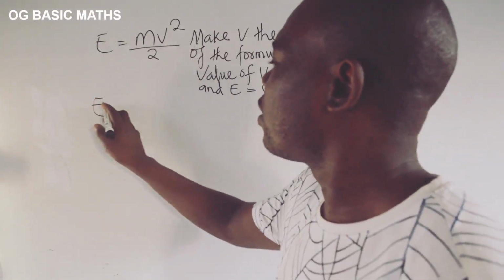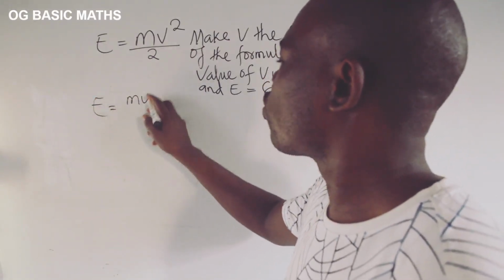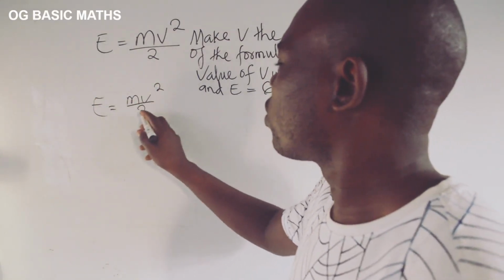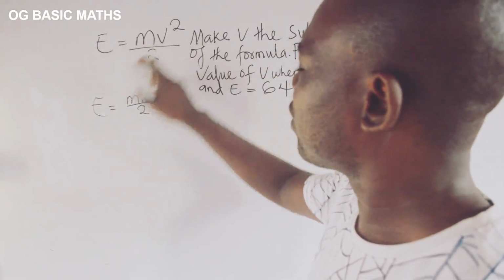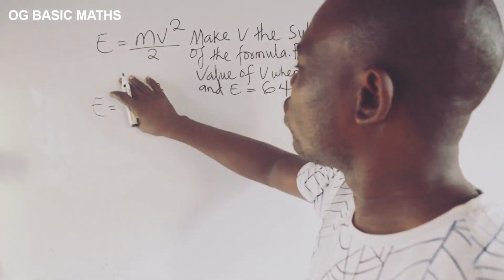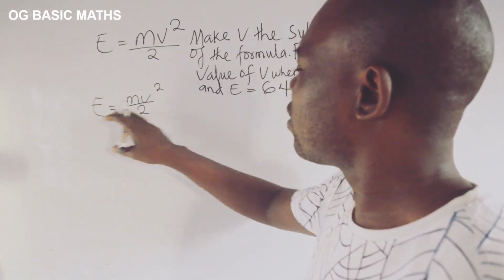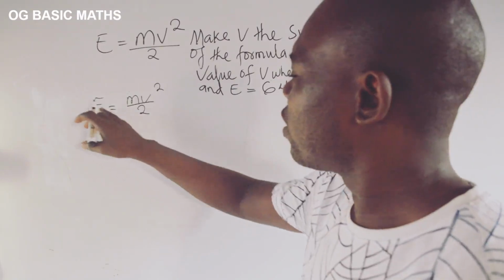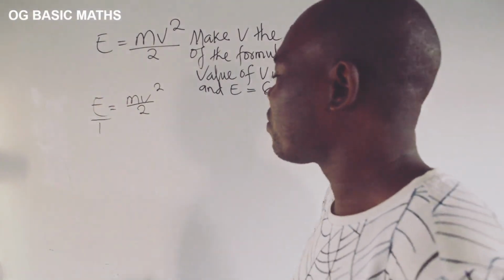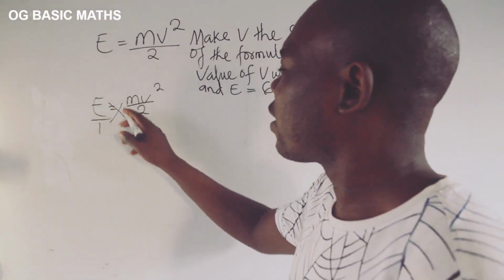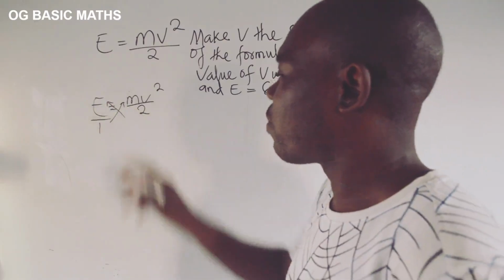E equals mv squared all over 2. We are told to express V in terms of E and M. For us to do that, we must put this in the same form. This is a fraction form, so this one also has to be in fraction form. We make it over 1. Anything over 1 is itself. Then we cross and multiply.